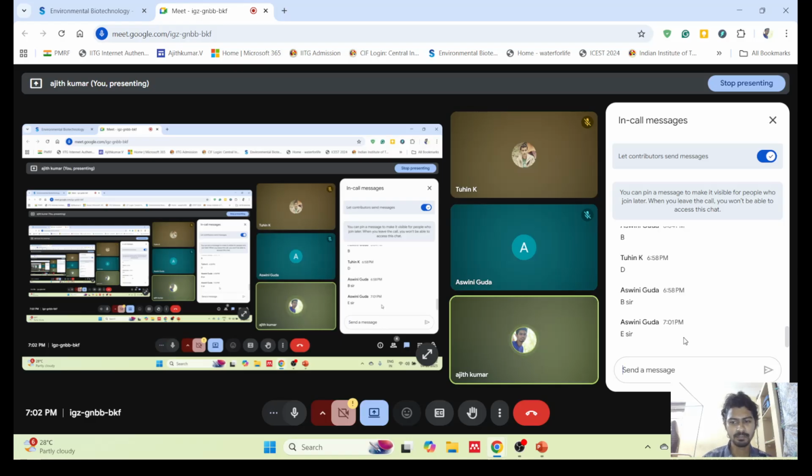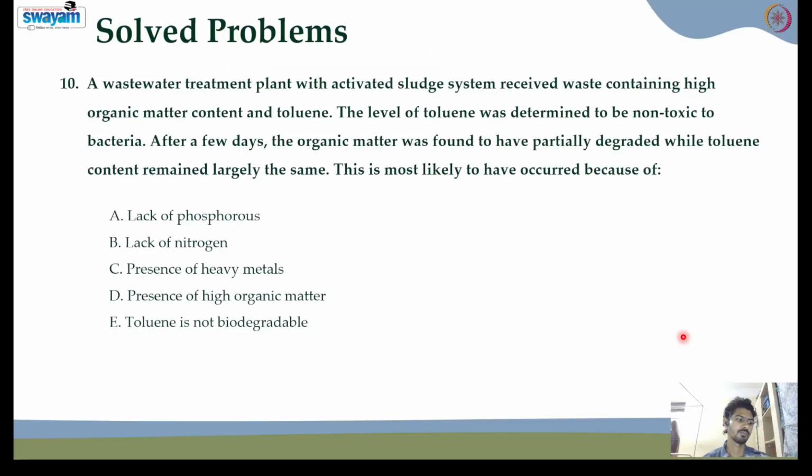Any other answer? What might be the reason for this observation? You can read out the question carefully and you can answer it. Here, they are treating with the bacteria, and they have already said that the bacteria is not toxic to the toluene also. But what they observe is partially degraded organic matter, but not the toluene. Why is it so?